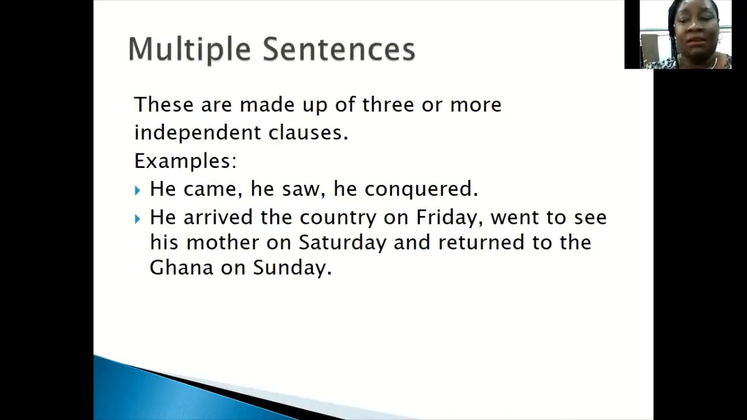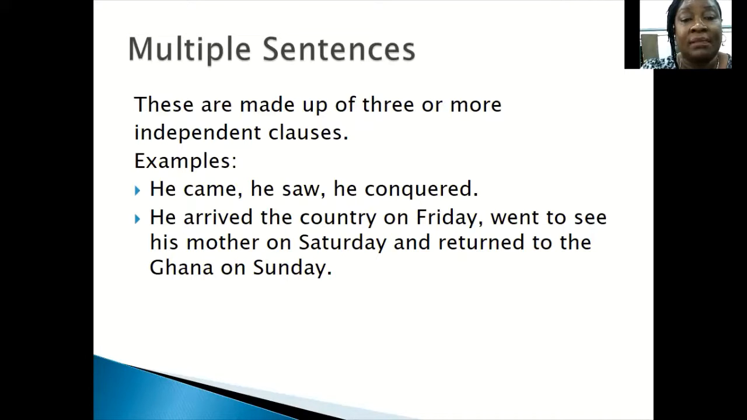The last of these types is the multiple sentence. And the multiple sentence is simply made up of three or more independent clauses. We'll give examples. He came, he saw, he conquered. That is a multiple sentence.